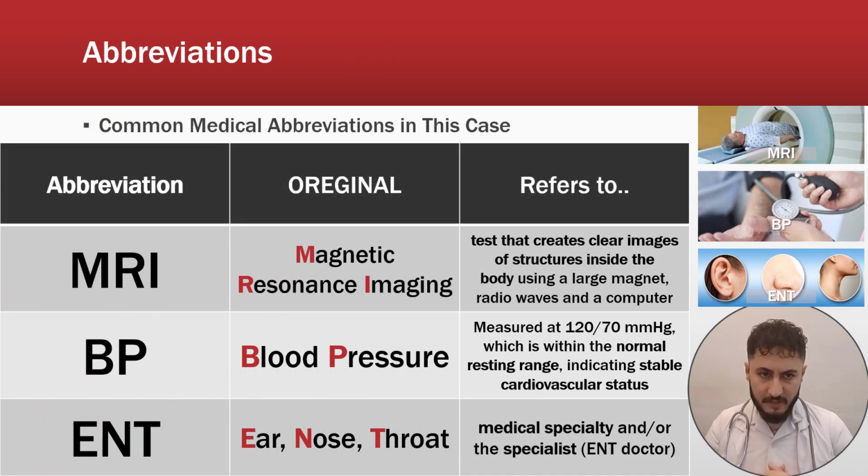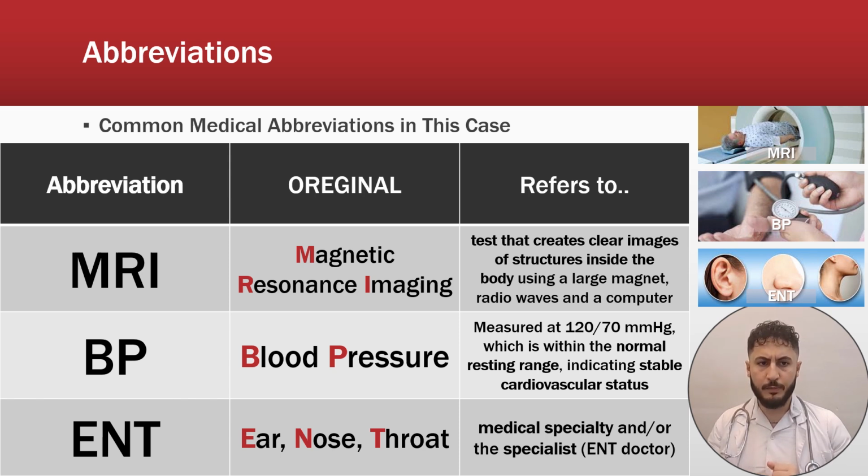We noticed also some abbreviations. Three abbreviations are worth highlighting. For example, MRI. MRI stands for magnetic resonance imaging. It uses magnetic fields and radio waves to create detailed images. In this case, MRI was essential for detecting the 2 centimeter mass in the right internal auditory canal.